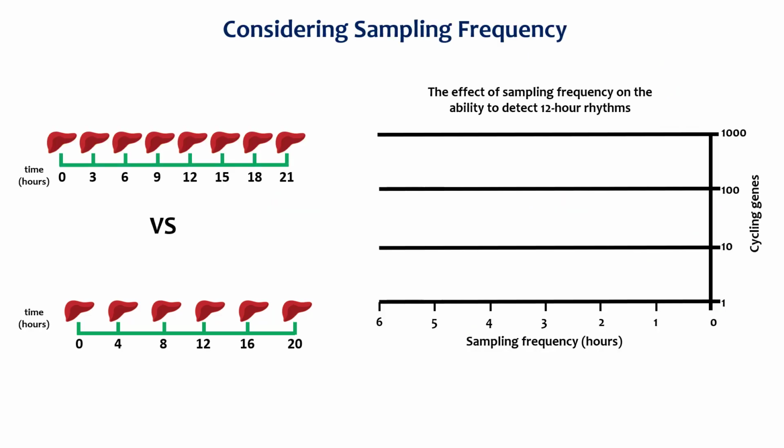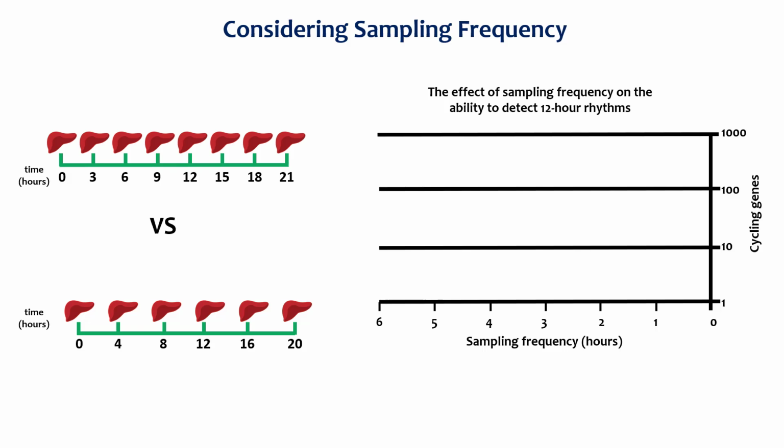Why some every 4 hours while others every 3 hours? It is likely that in the case of this study it was due to practical limitations, such as the number of mice available. But it is interesting to consider how the sampling resolution, or the interval at which samples are taken in a 24-hour period, affects the ability to detect cycling genes.